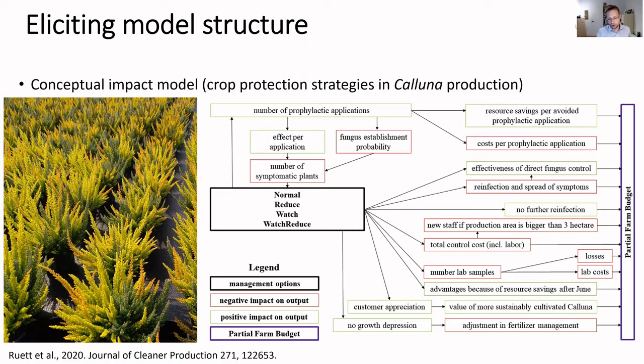And this particular example simply simulated the effect of applying different fungal management strategies in a Kaluna nursery. So you see the different options here in this box, and various implications this would have for the production process. There's some positive effects, some negative effects, and basically we try and sketch out the whole impact chain of these decisions, ultimately usually coming up with something like the net present value or the partial farm budget that allow us to compare the different options.